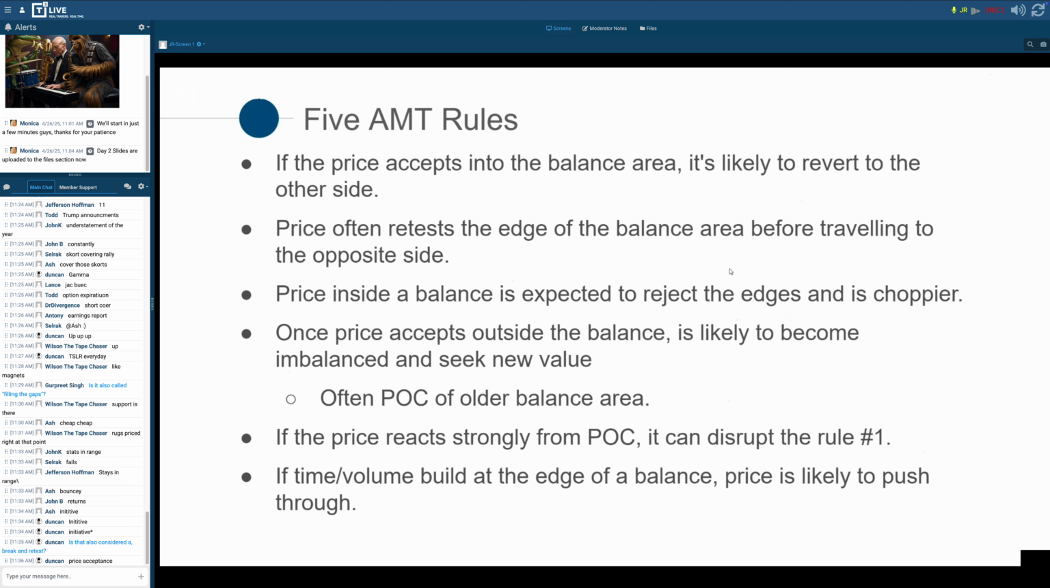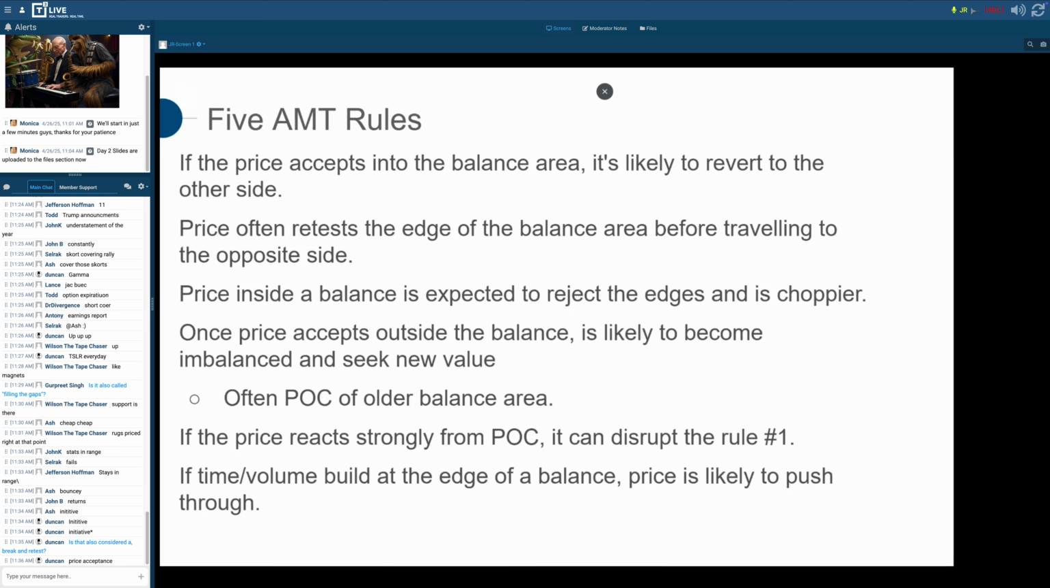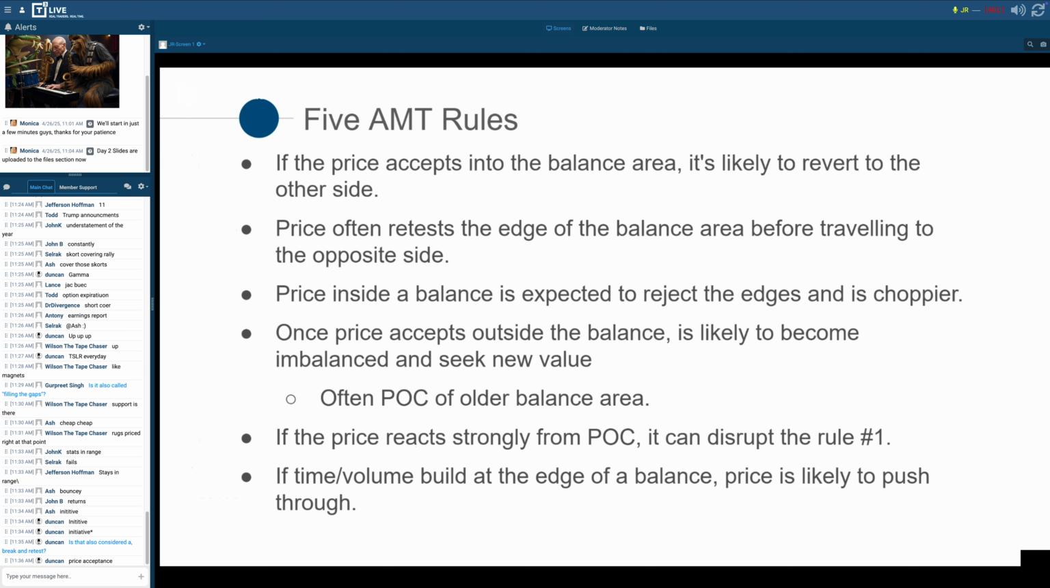If price accepts into balance area, it is likely to revert to the other side. So we're talking about the fluctuation. You have a value area high and low, so you're going to likely be doing this a whole lot.